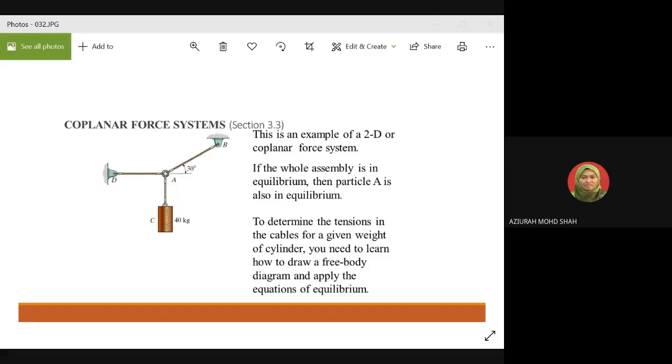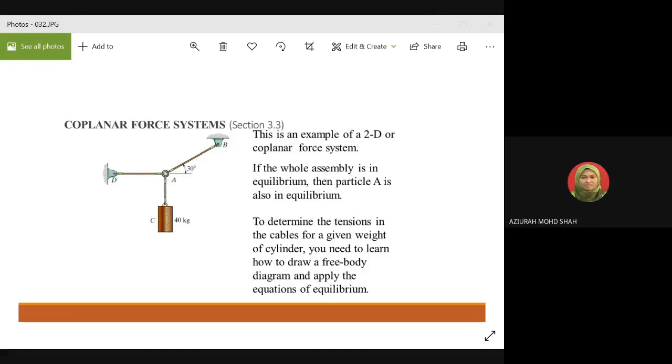Sampai habis tak? So have we done the calculation? Have we calculated the value or not? Kita kira ke tak? Kita kira tension. Tension. So dapat berapa? You still remember the value that we calculated?